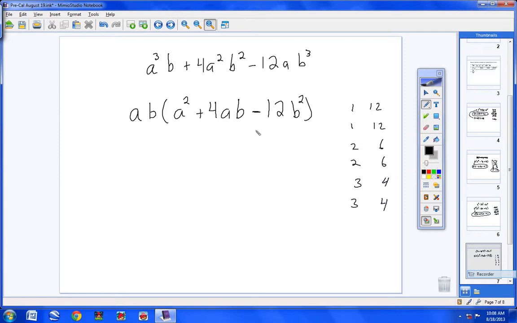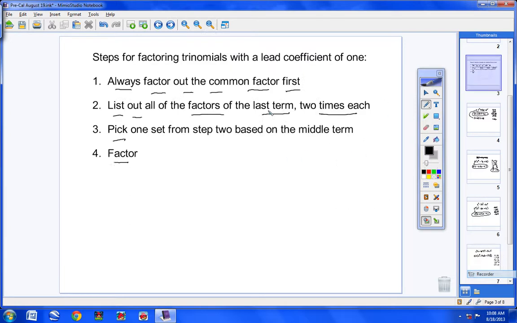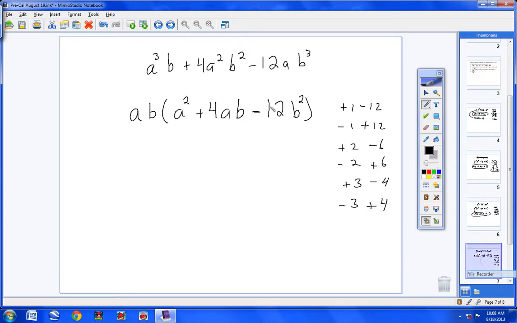Now, what type of 12 do you want? You want a negative 12. So that means you want a positive times a negative and a negative times a positive. Now, I've listed out all the factors of my last term like step number 2 said to do, but step 3 says pick one set based on the middle term. So let's look at the middle term, a positive 4.